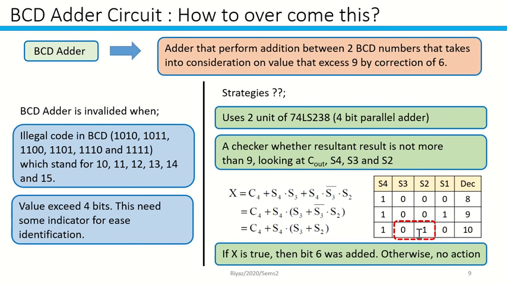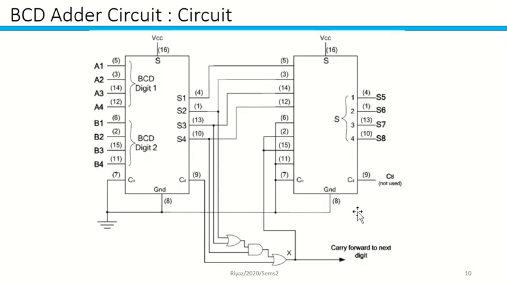Otherwise, let's say we see the decimal 9: S2 is 0, S3 is 0, 0 plus 0 is 0, S4 is 1, so 0 times 1 is 0, and C4 is 0, so 0 plus 0 is 0. So for that, we don't have any action to proceed. Let's see the circuit.